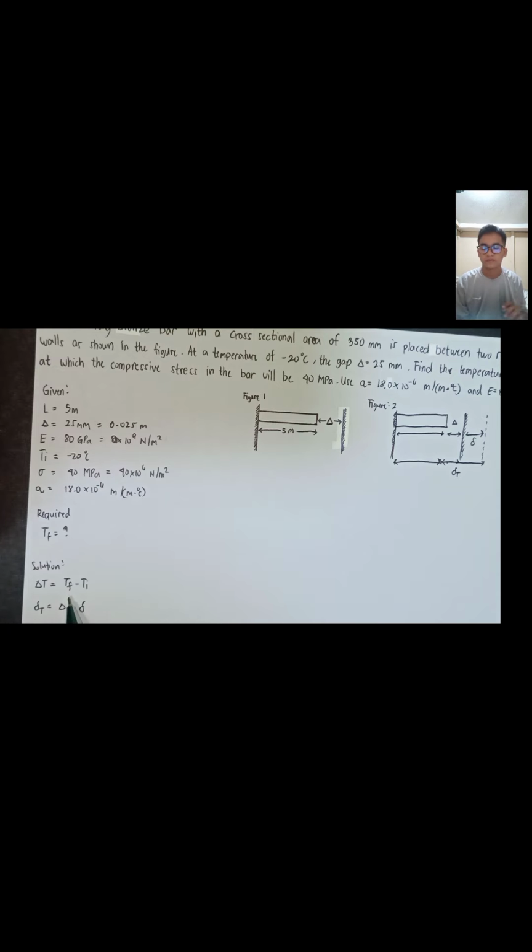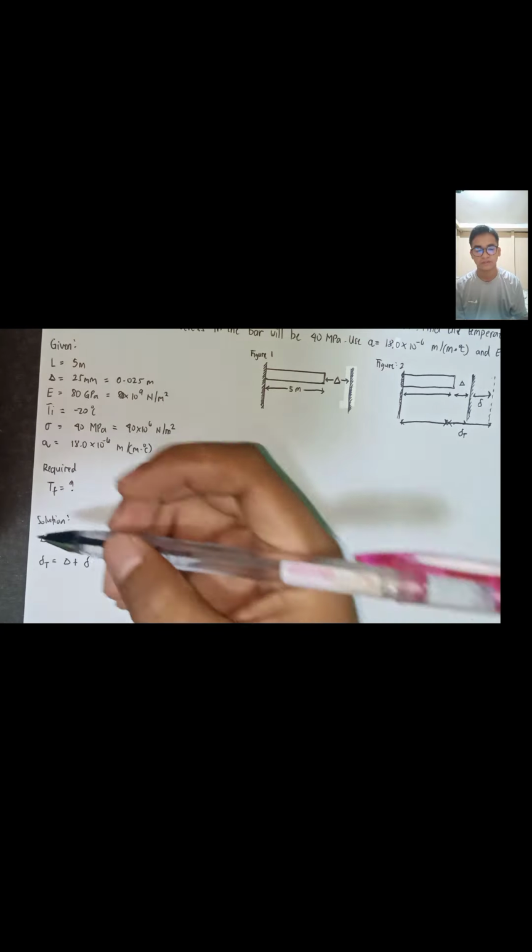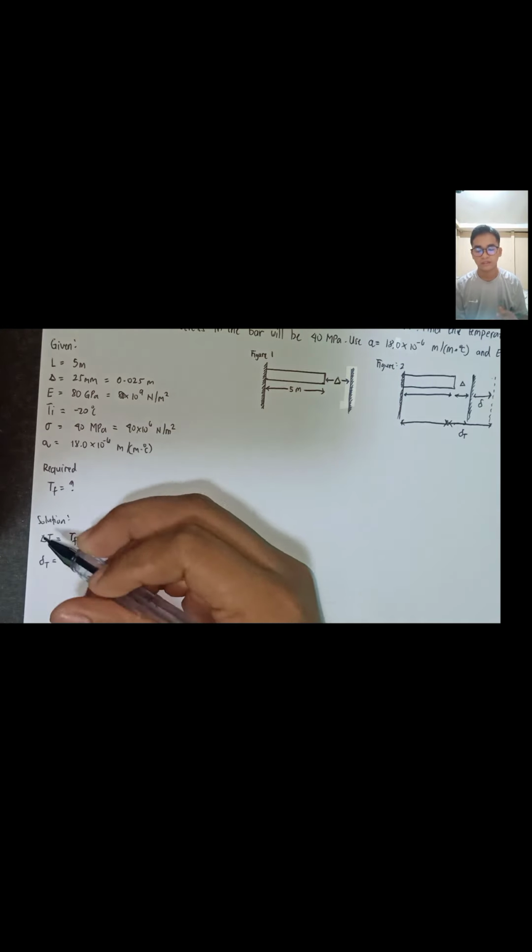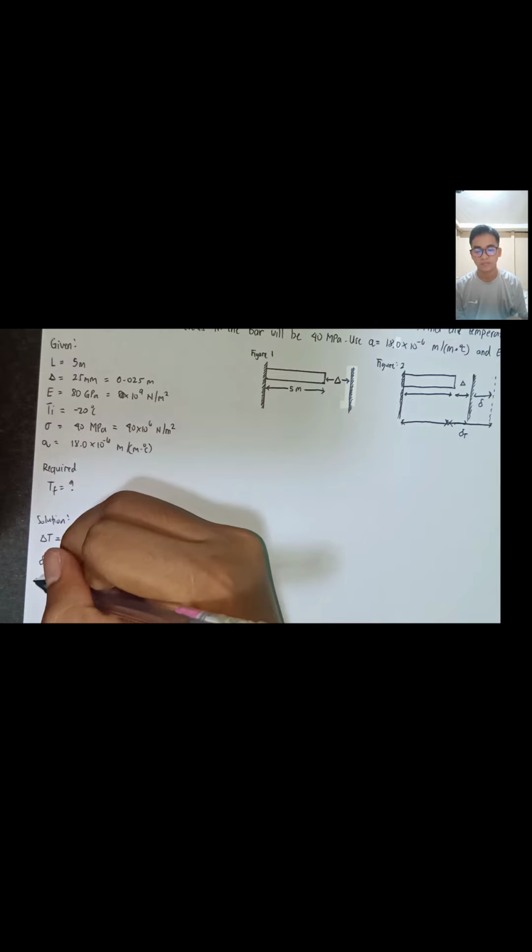So, to get the final temperature, we need to first get the change in temperature, which is equals to final temperature minus initial temperature. But to get the change in temperature, we need to get the deformation due to change in temperature, which is equals to the gap plus actual deformation.